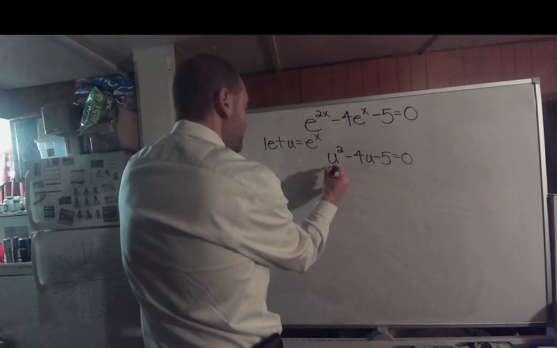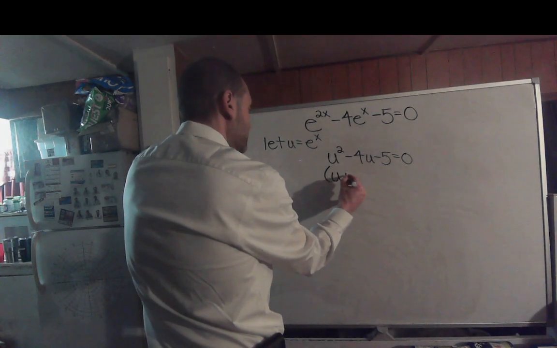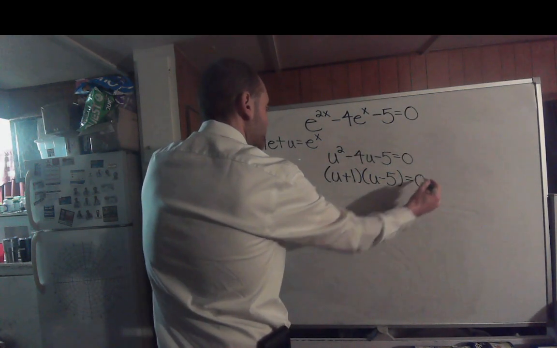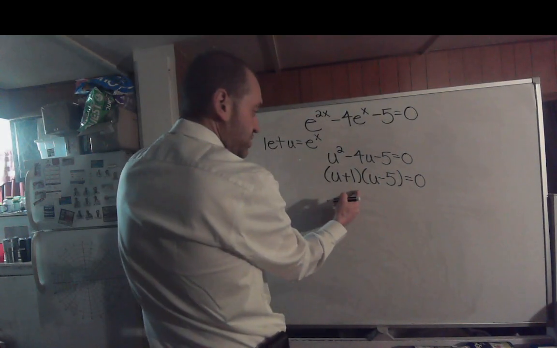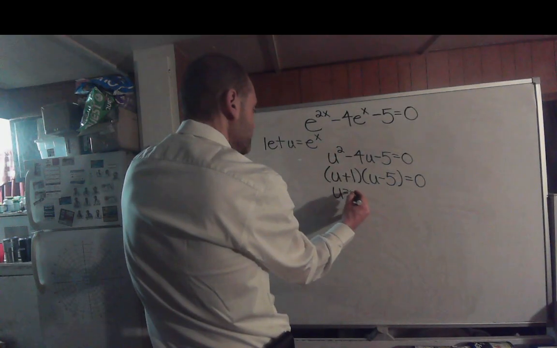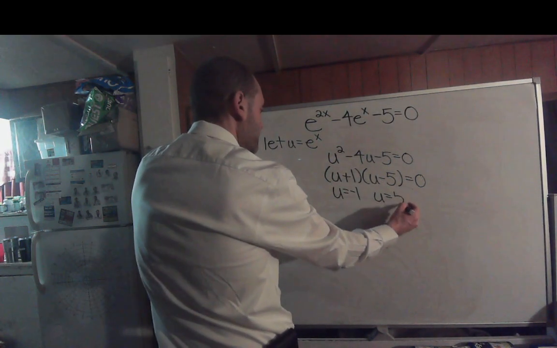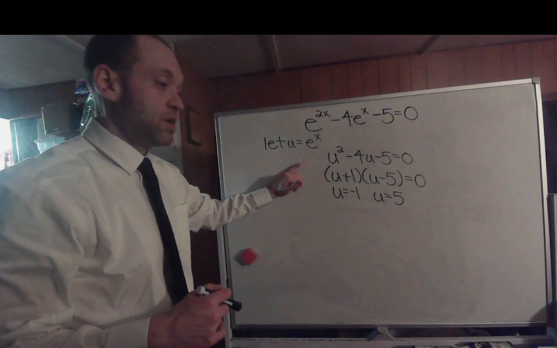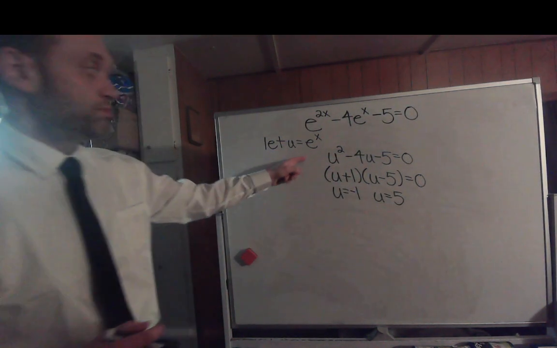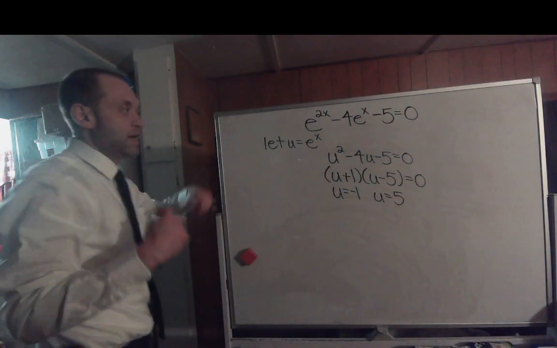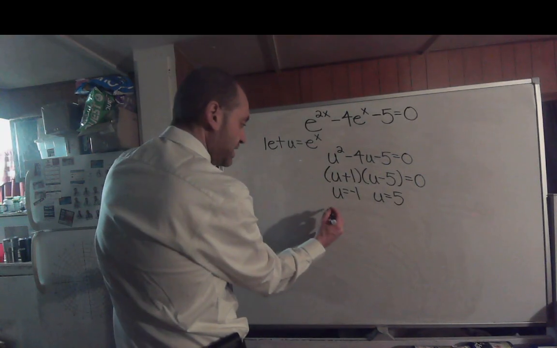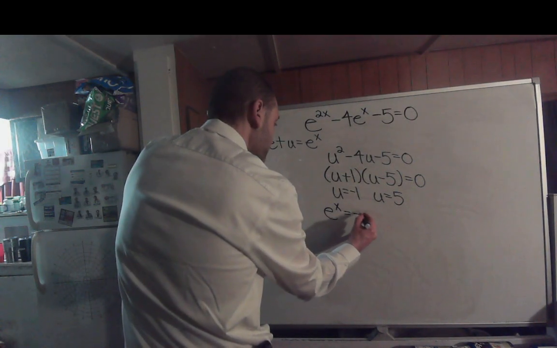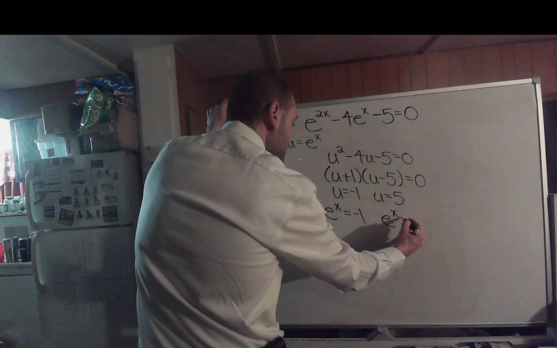So this, of course, would factor into u plus 1 times u minus 5, which would equal 0. So set each of these equal to 0, you would get u equals -1 and u equals 5. But when you do the substitution, you have to put your original value back from the substitution. So that u is really e to the x. So we're saying that e to the x equals -1, and then we're also saying that e to the x equals 5.